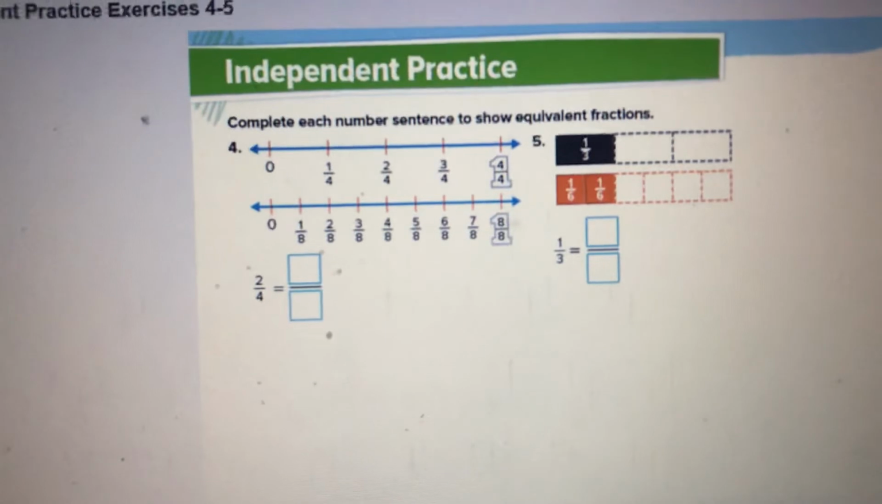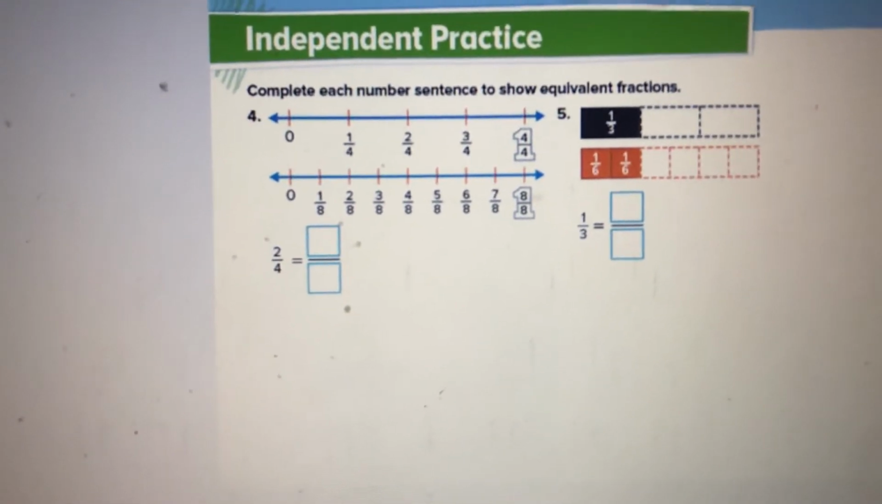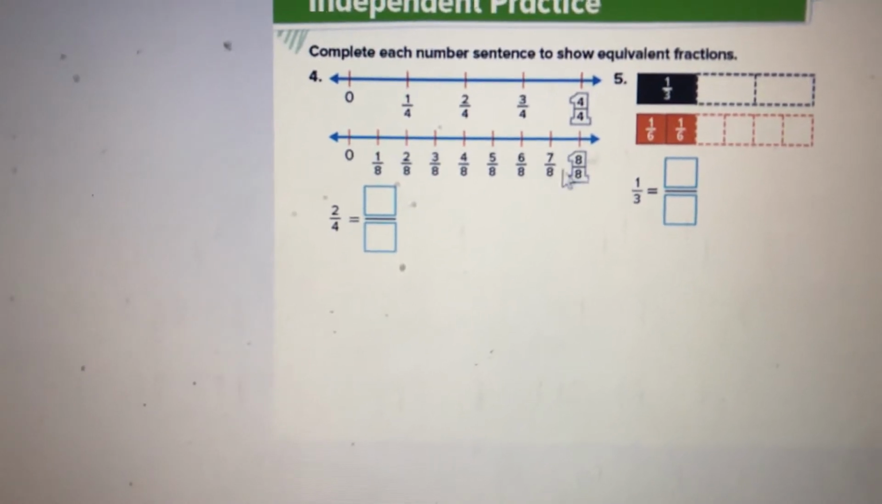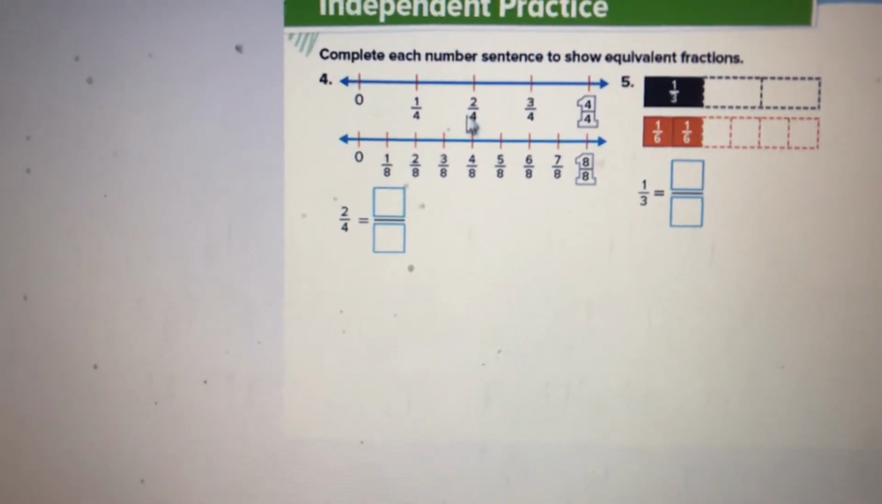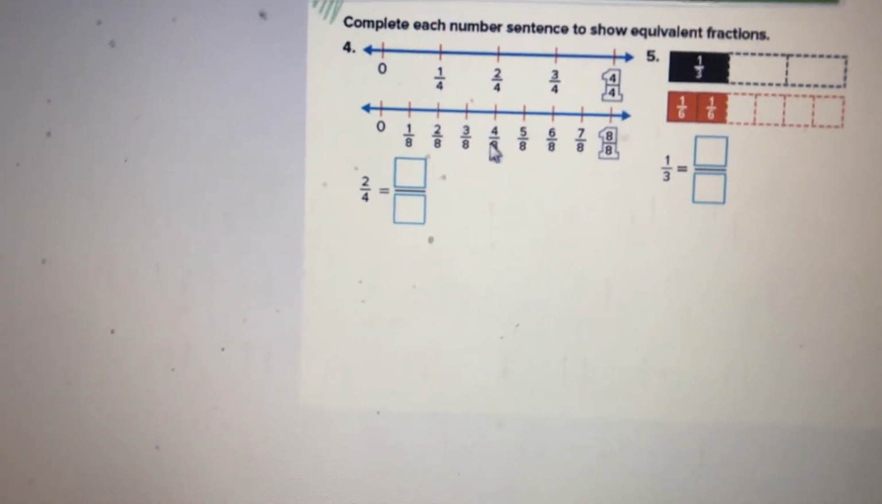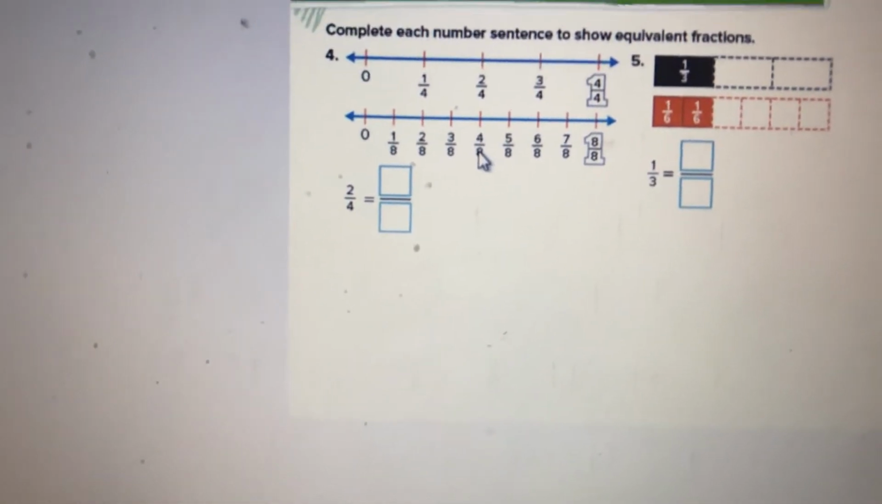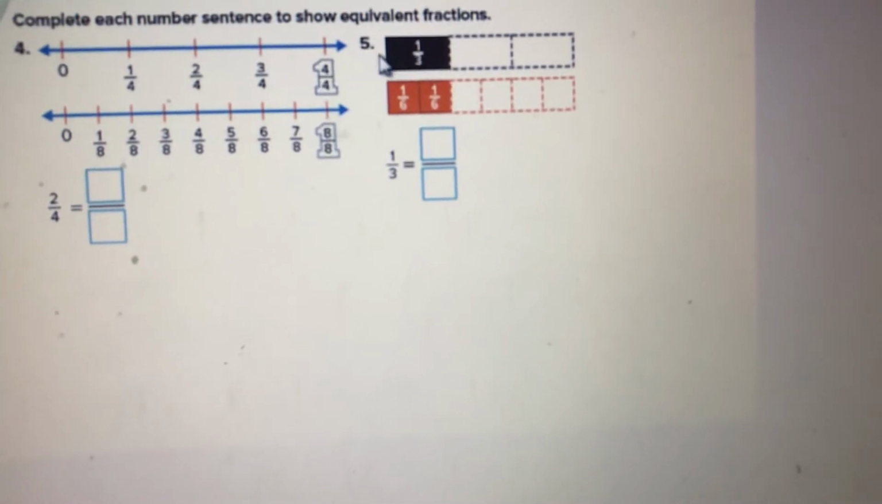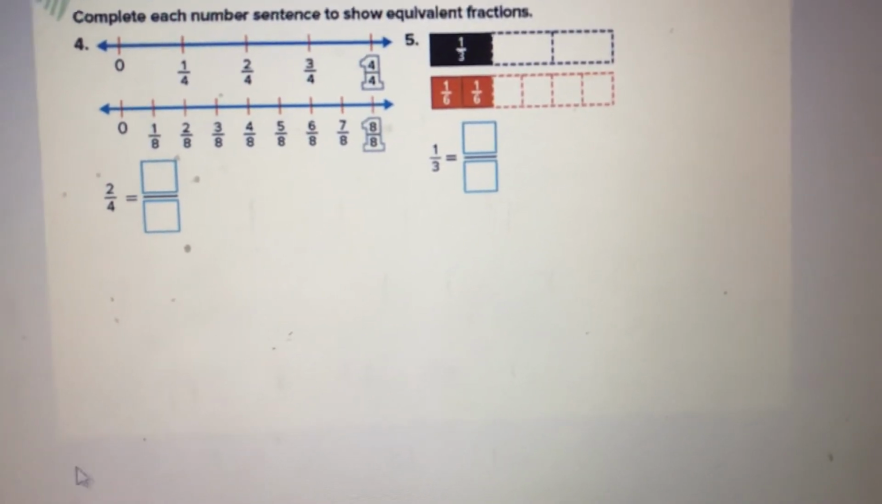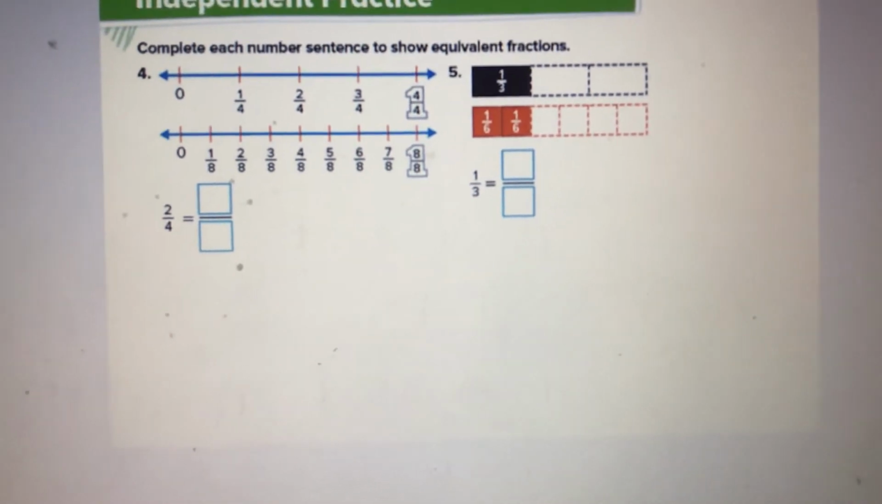Okay, complete each number sentence to show equivalent fractions. So looking at the number line, this is divided into fourths. This one's divided into eighths. So 2/4 would be right here, is equal to how many eighths? You got it, 4/8, right? And over here we have 1/3 is equal to how many sixths? Hopefully you got that, 2/6.